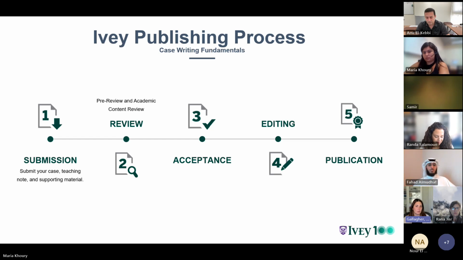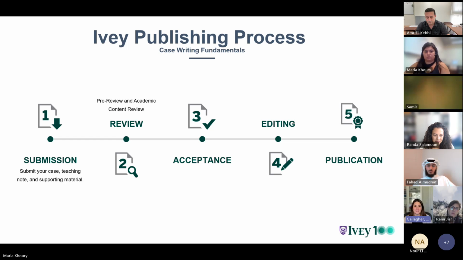It goes through a review. So our product coordinator, who will work with you from start to finish, will look at the case and the teaching note and all the submission and go through a checklist that will say, all right, is it meeting the very basics and ready to move forward to an academic content review? If there's no feedback there from the product coordinator, it goes through an academic content review. And this is a double-blind peer review process.